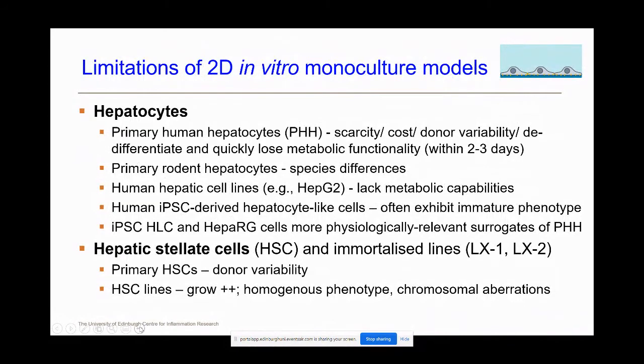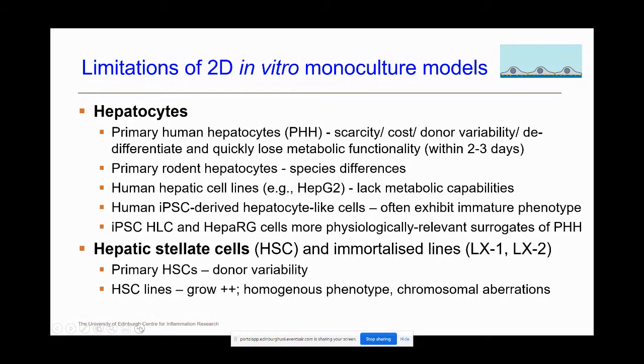Two-dimensional monocultures of primary hepatic cells and cell lines have long been used to model diseases and to develop drugs. However, they ignore the contribution and the interplay of other liver cell types essential for NASH initiation and progression. And in general, they have a limited ability to reproduce gene expression and metabolic activity that's observed in vivo. There are specific limitations too. Hepatocyte cultures, whilst useful for studying lipid loading or de novo lipogenesis, have other drawbacks. Primary human hepatocytes are hard to obtain, they're expensive, there's significant donor variability, and they de-differentiate quickly and lose metabolic function within a couple of days.